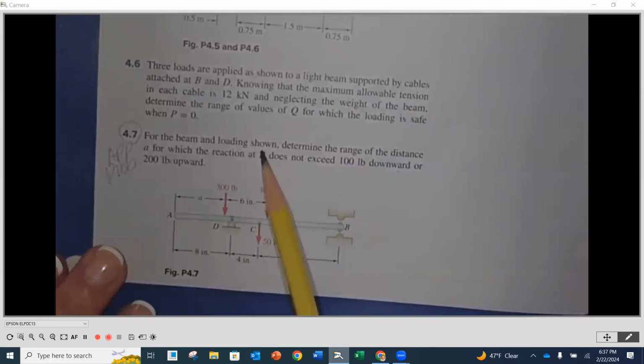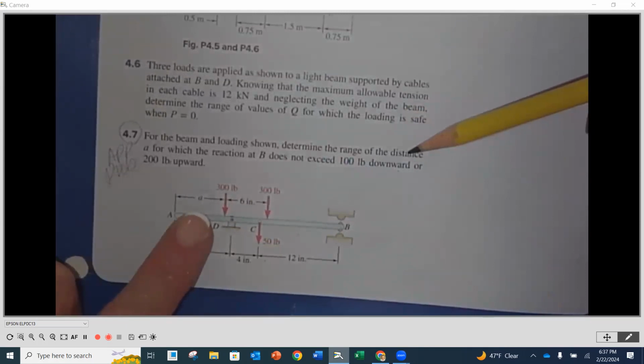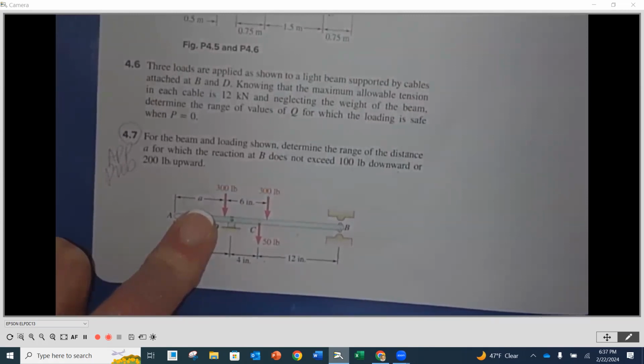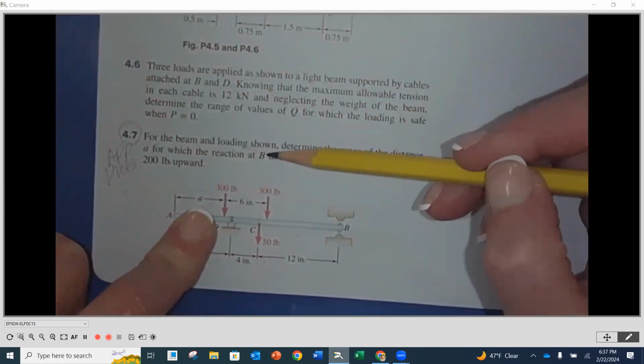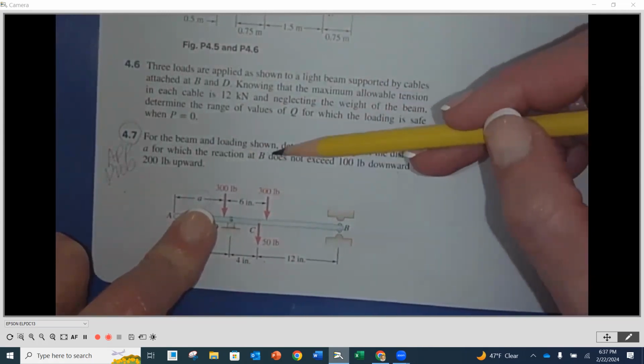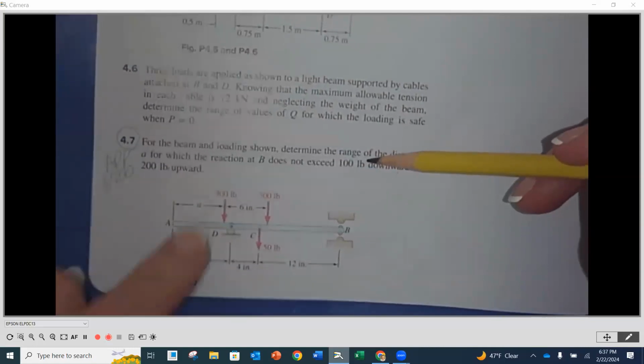So it says for the beam and the loading shown here, determine the range of the distance A. A is going to be our unknown here. We're not going to be solving for, well, we do solve for one force, but we're going to be also solving for a distance, which is a little bit different, but trust the math. It'll all work out.